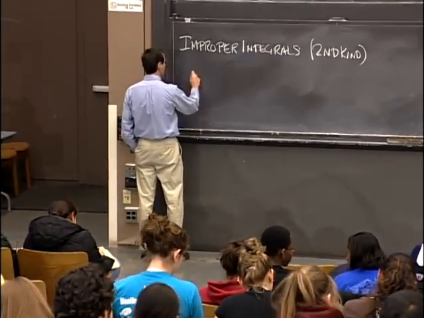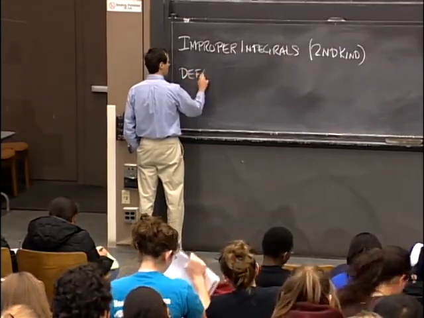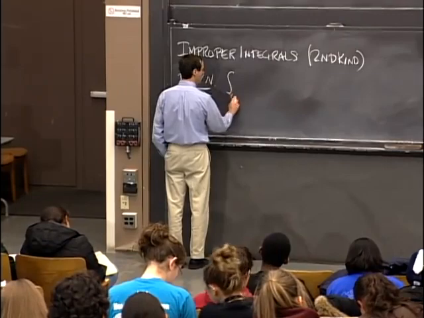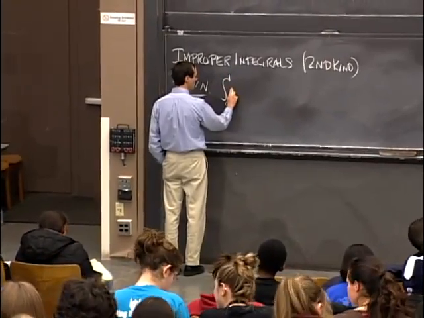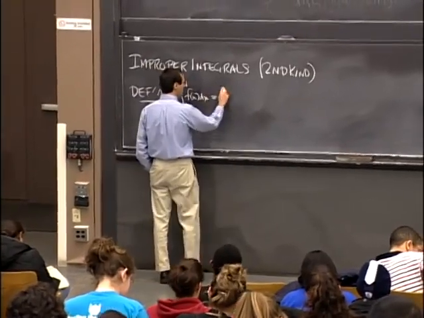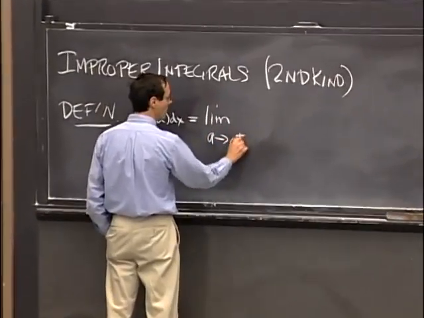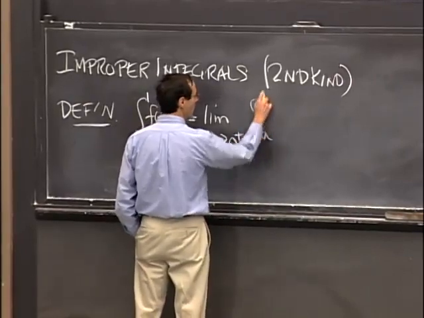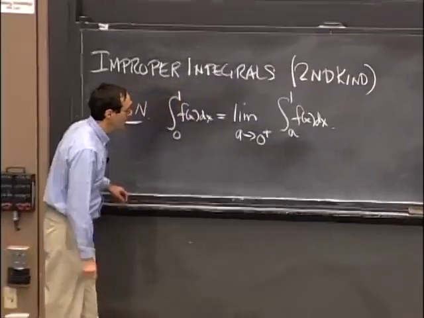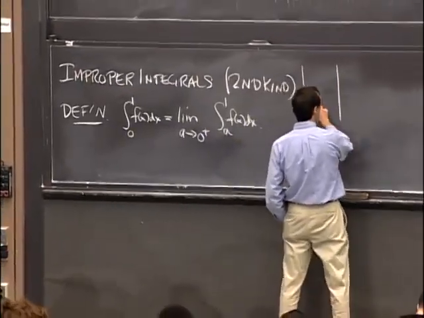Now, that would be something like this. So here's the definition, if you like. Same sort of thing as we did when the singularity was an infinity. So if you have the integral from 0 to 1 of f of x, this is going to be the same thing as the limit as a goes to 0 from above, the integral from a to 1 of f of x dx. And the idea here is the same one that we had at infinity.